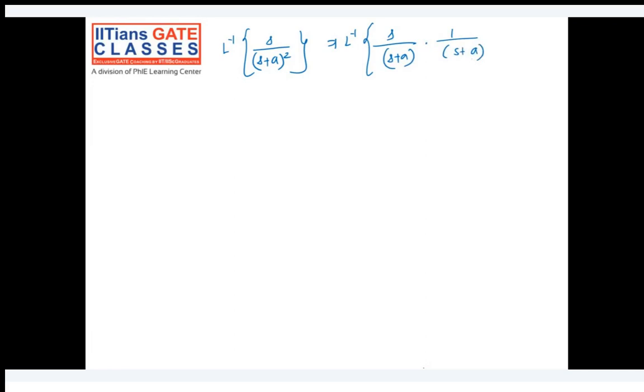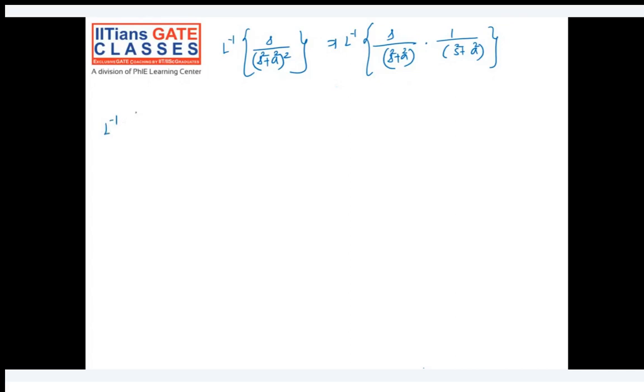Okay. For example, s divided by (s square plus a square) whole square can be written as s divided by (s square plus a square) into 1 divided by (s square plus a square). Correct? We can write it like this. So this is more or less similar to what we have studied in the definition.